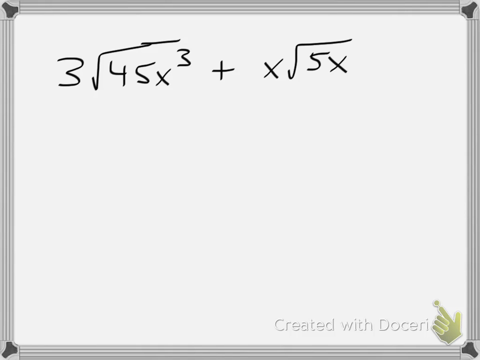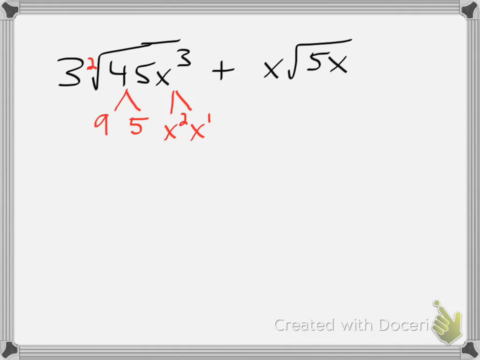I need to think with 45, what perfect square, since we're talking about square roots, divides into 45 evenly? And that's going to be 9 and 5. Then I need to say, looking at my x to the third, with my index of 2, since that's what I assume for a square root, 2 can't divide into 3 evenly, but I can say 2 goes into 3 once, which means I'll break this into x to the second and x to the first.